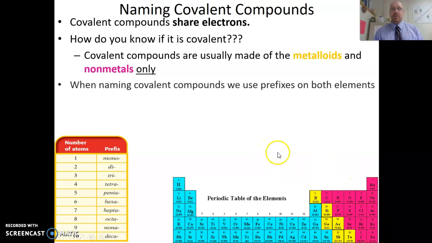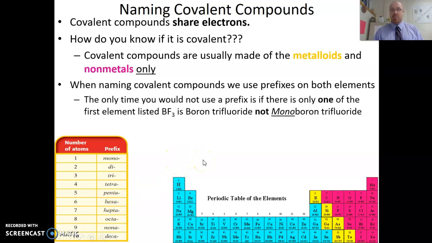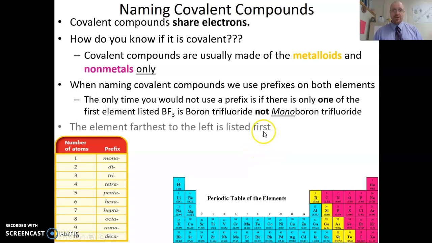Okay? So when we name covalent compounds, we use prefixes on both elements. Okay? The prefix is shown in this chart over here, and if it has one atom, it's mono, two di, three tri, four tetra, five penta, hexa, so on and so forth. Okay? And the only time that you would not use a prefix is if there's only one of the first element. For instance, BF3 is boron trifluoride, not monoboron trifluoride. So we never use the prefix on the first element if there's only one of those, okay? Which is why it's dihydrogen monoxide, okay, for H2O.